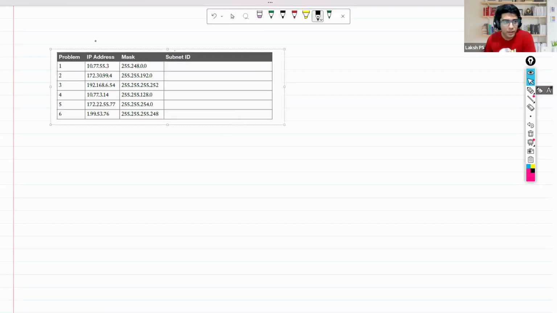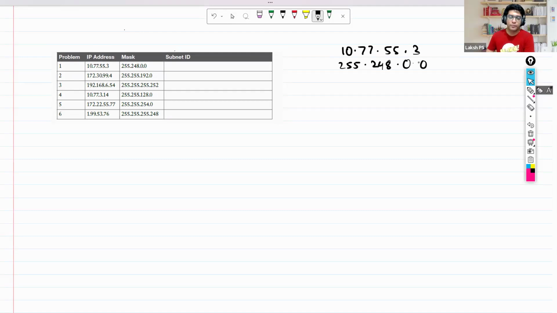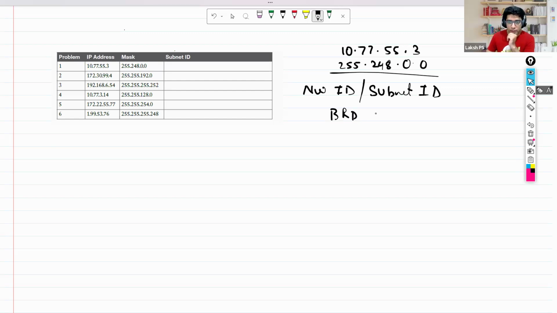So here the first one, 10.77.55.3. Okay, the address mask is 255.248.0.0. We have to find out the network ID, or because we are talking from a subnet point of view, we can call it a subnet ID as well, and the broadcast ID.